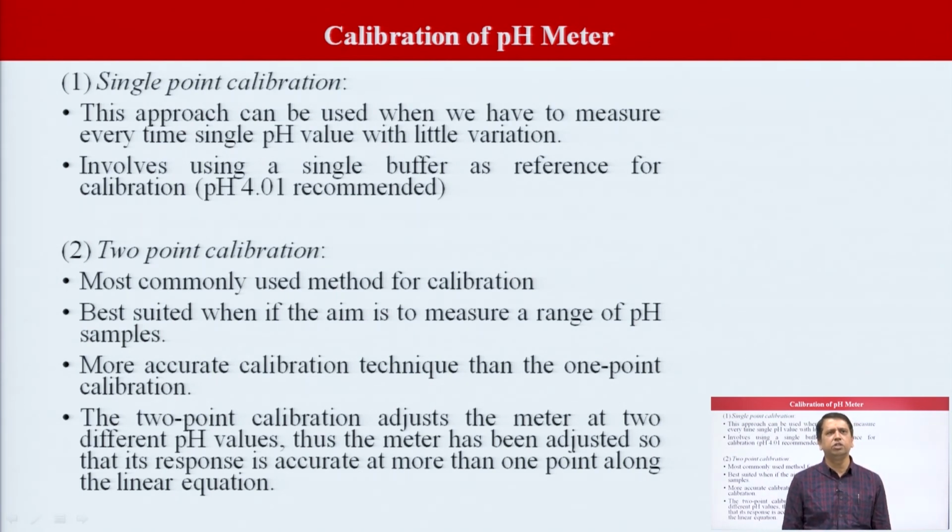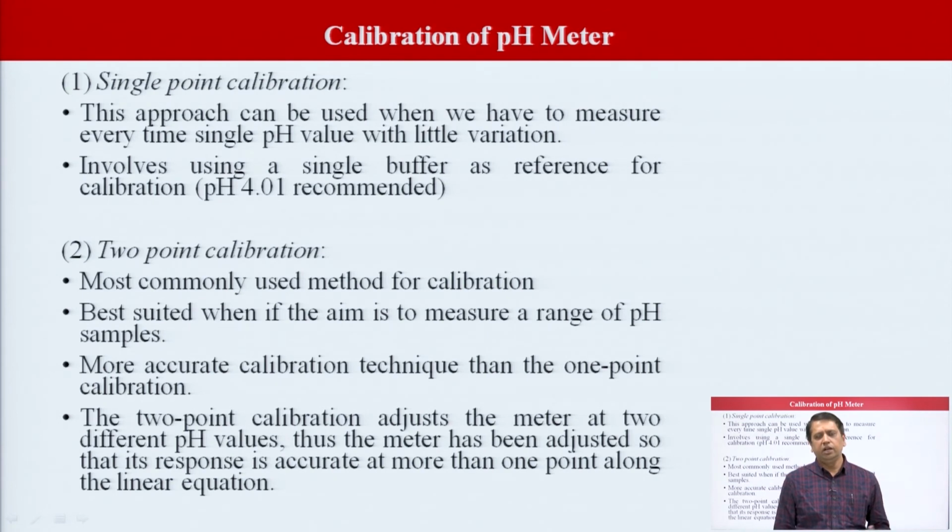Basically, this approach is used when we have to measure a single pH value every time with little variation. So, suppose we are manufacturing a product which has a pH of 7, then we need to calibrate the pH at 7 only, because we are not working at any other pH. In this case we have to use a single buffer as a reference for calibration, and usually in a single point calibration pH 4.01 is recommended.